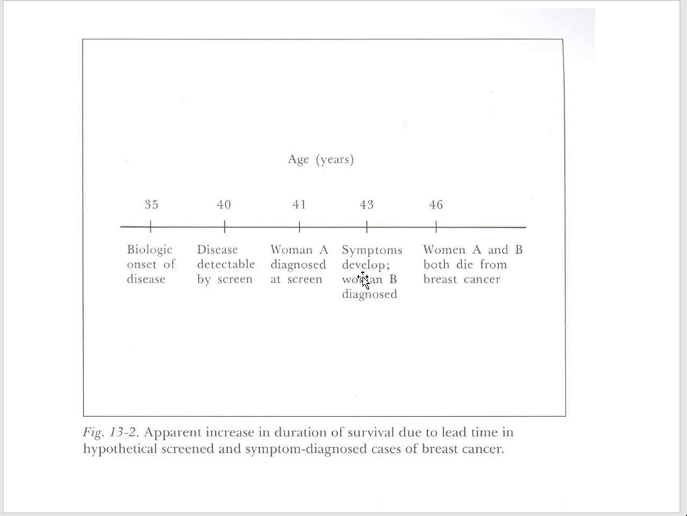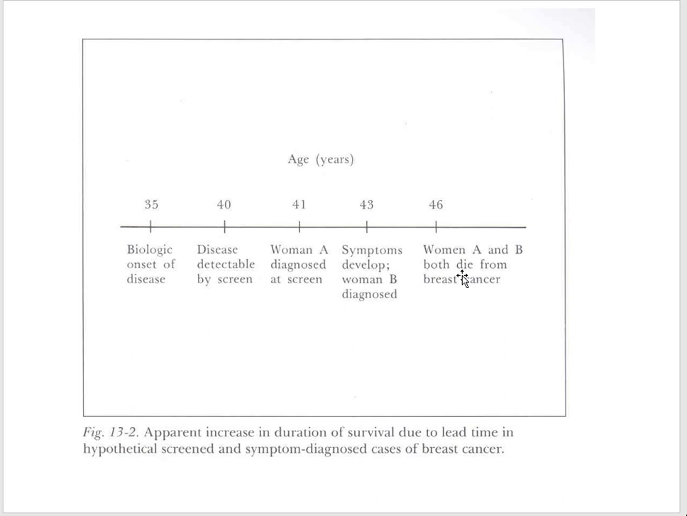Okay? So, since both of them died at age 46, woman A was diagnosed at age 41, so we think that she survived for 5 years. Woman B was diagnosed at age 43, so we think she survived only 3 years, whereas in reality there is no difference. All you did is capture the disease earlier for woman A than for woman B, and therefore you're reaching a wrong conclusion.